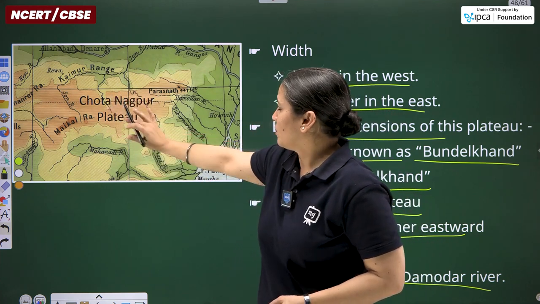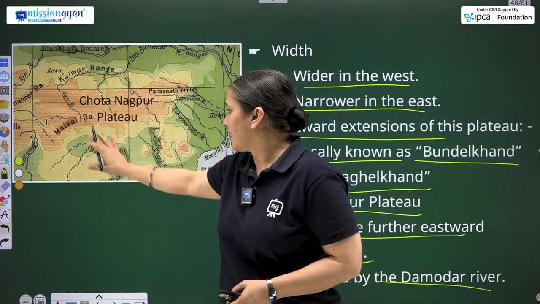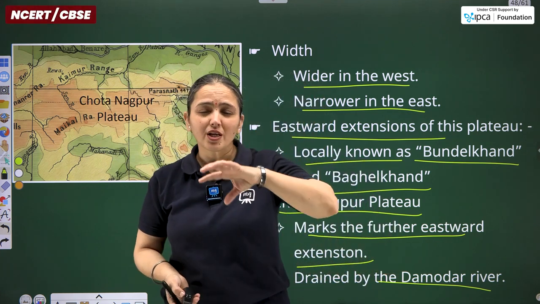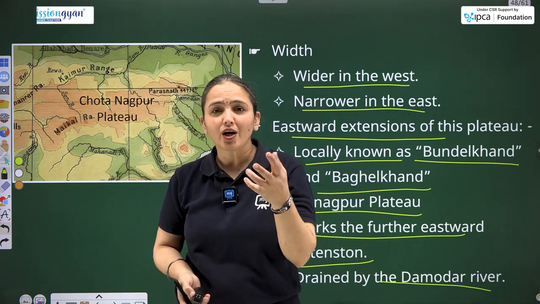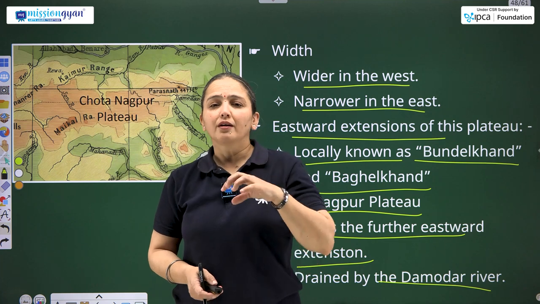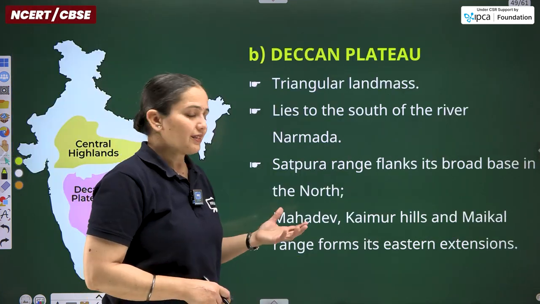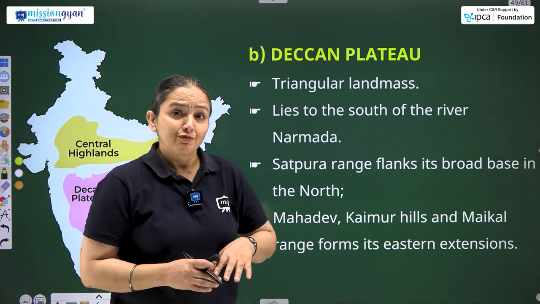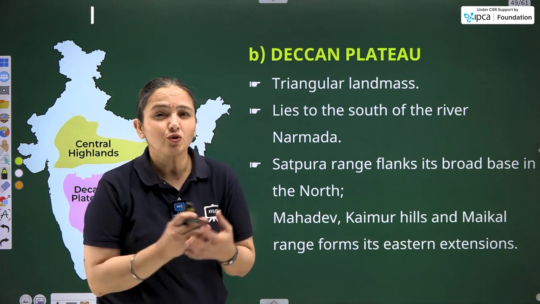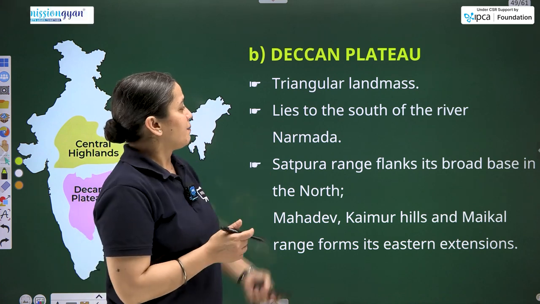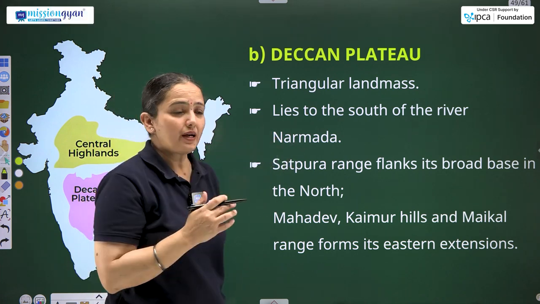Chota Nagpur Plateau, and as you can see and identify some names, this is a region comprising a few states: Odisha, West Bengal, and a bit of Andhra Pradesh as well, Jharkhand also. This is the region where one of the largest coal mines and other minerals are present. Deccan Plateau, this is the second part.